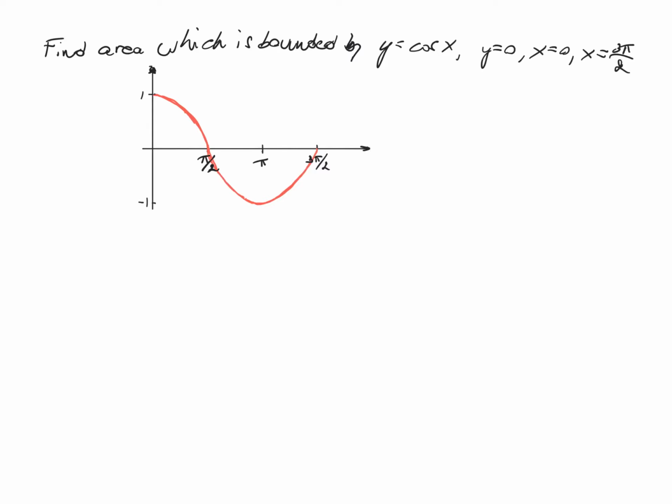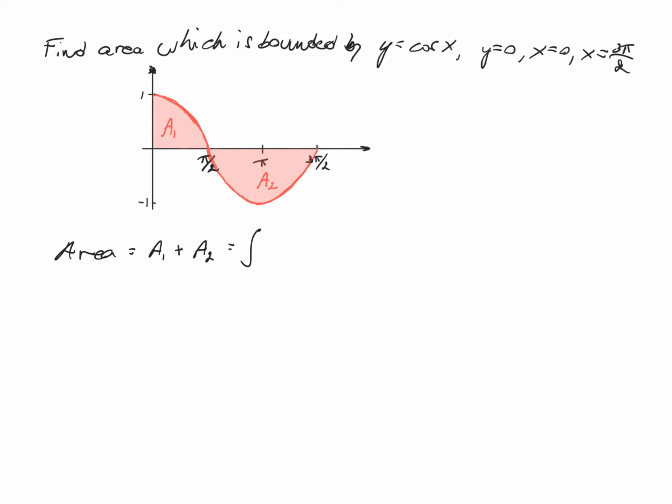In this case, we see that the area is composed out of two different parts. You have an area A1 from 0 to pi over 2 where cosine is the upper function, and then an area A2 from pi over 2 to 3 pi over 2 where the x-axis is the upper function. So the area that we are looking for is the area A1 plus the area A2.